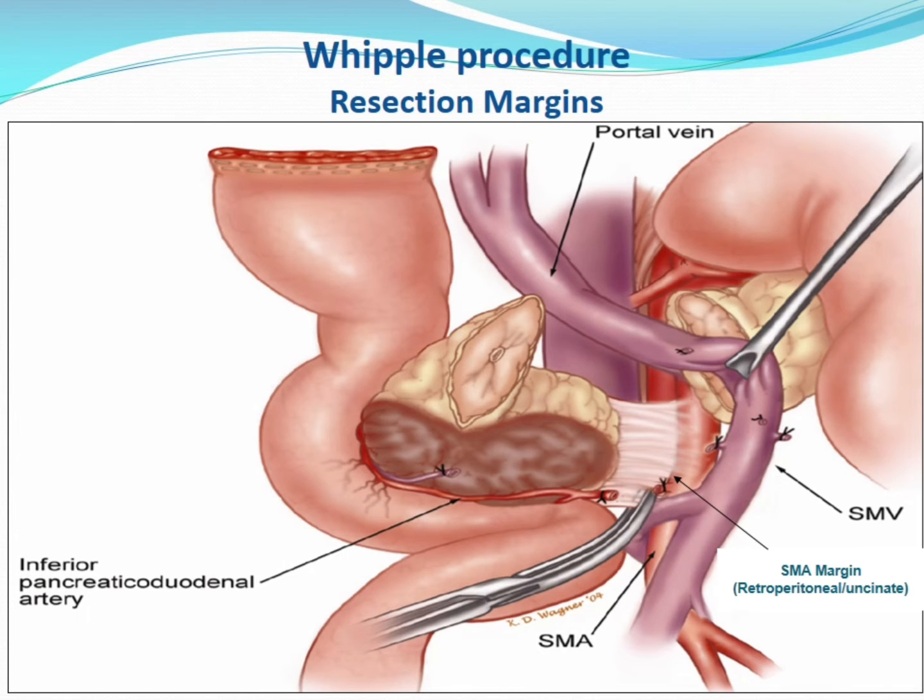This illustration shows the resection margins and the specimen during pancreaticoduodenectomy. This is the neck resection margin, and this is the superior mesenteric artery margin, and this is the resected specimen together with the mass here. This is the superior mesenteric artery margin here. This is the superior mesenteric artery, and this is the superior mesenteric vein. This is the resection margin at the neck.